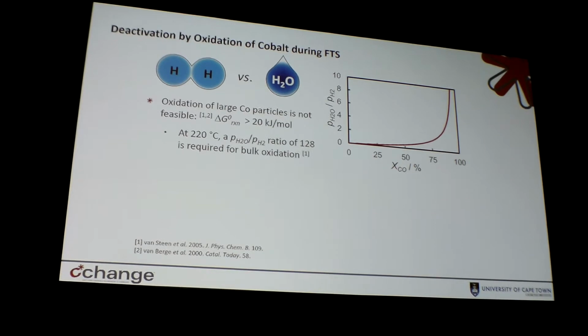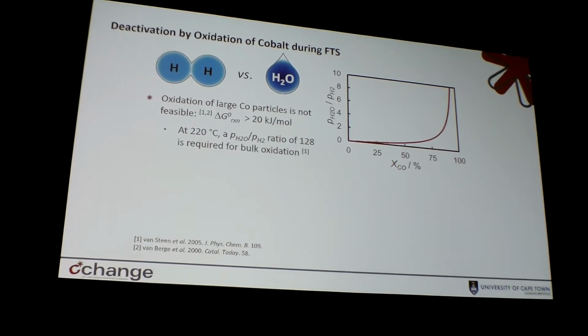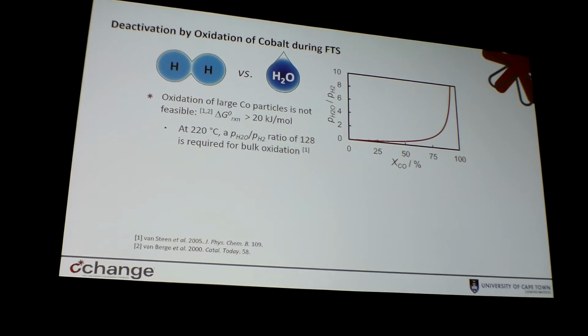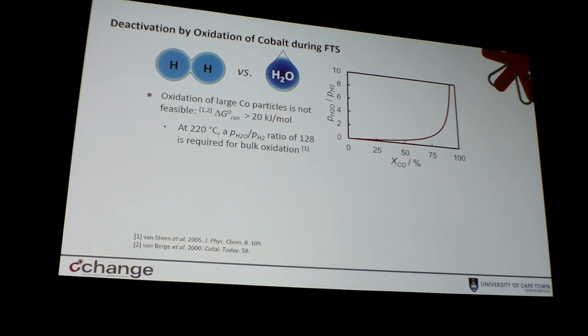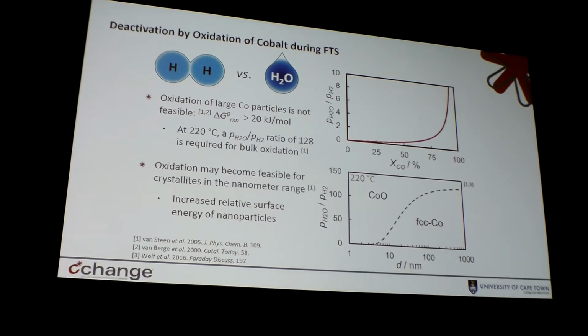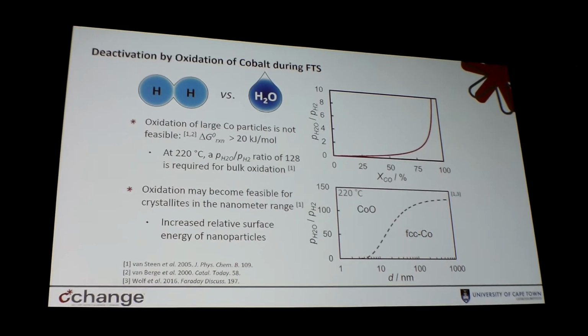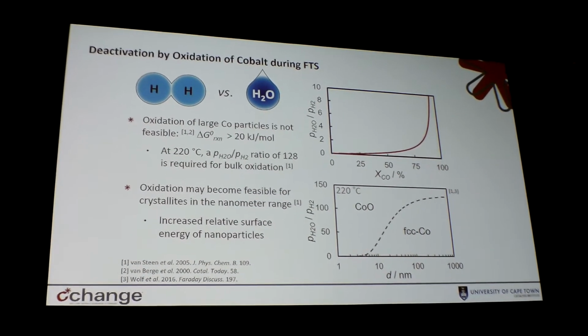As for oxidation, bulk cobalt should not oxidize, or only at a ratio of larger than 130, which is basically 100% conversion. But small crystallites can oxidize. It was calculated by my colleague, Mr. Constein, who's also in the audience here, because smaller crystallites have different surface energy properties. And indeed, it was predicted that small crystallites of FCC can undergo oxidation at certain conditions.